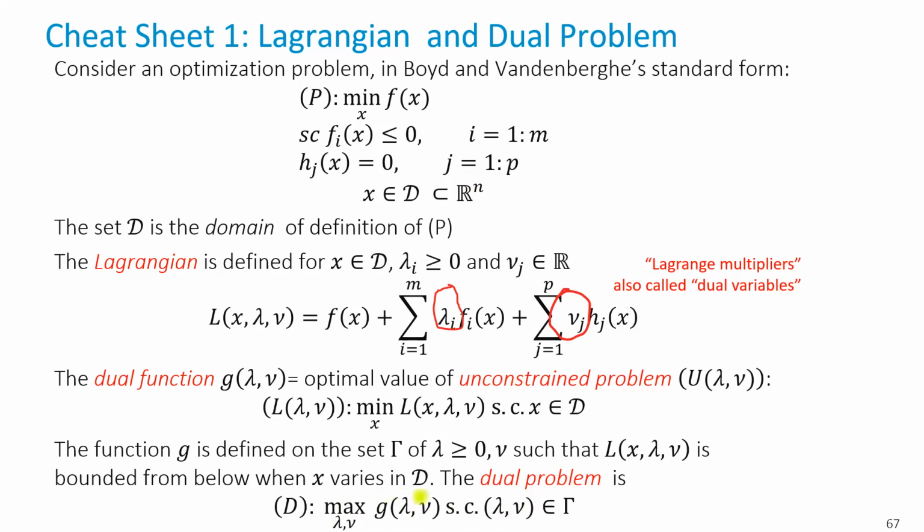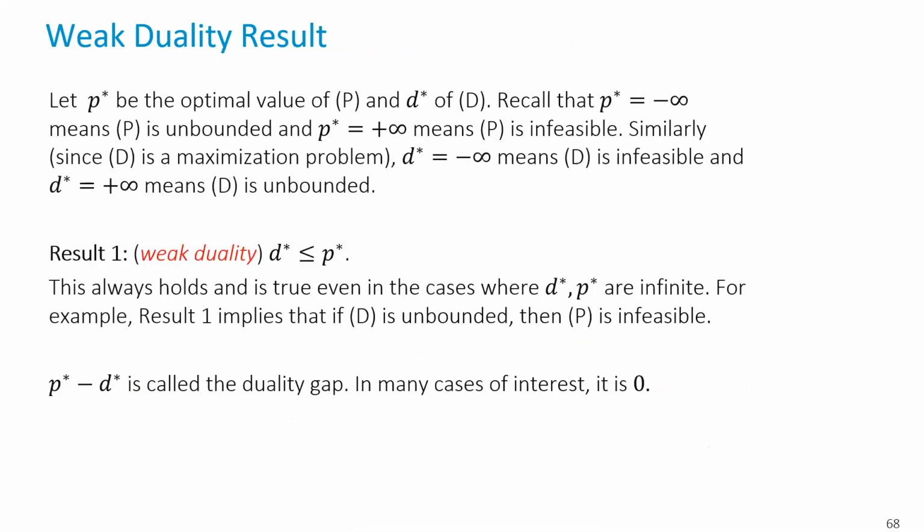Of course, the hard thing is to know why this is true. The easy thing is to be able to construct it. We'll do only the easy thing in this course. So the thing to remember is the dual function is obtained as the optimal value of the unconstrained problem. And now I change min into max and I obtain an optimization problem that is called the dual problem here.